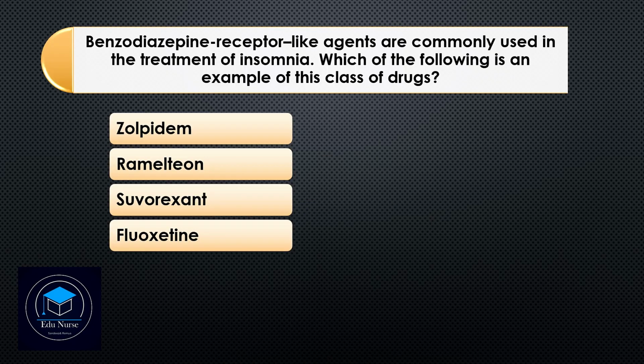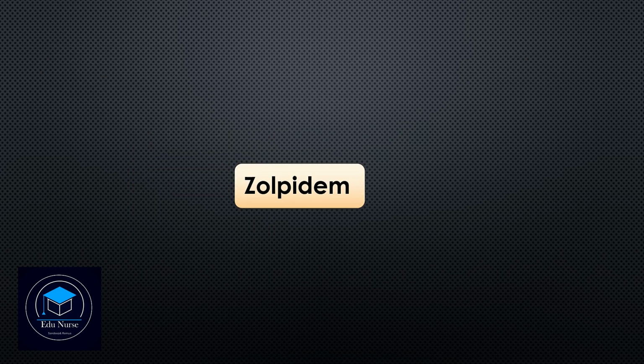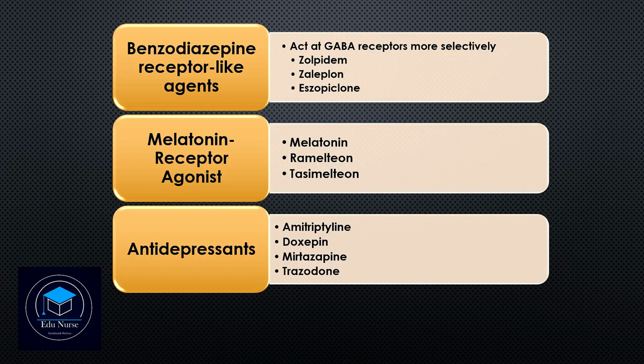The next question is, benzodiazepine receptor like agents are commonly used in the treatment of insomnia. Which of the following is an example of this class of drugs? And the options are zolpidem, ramelteon, suvorexant, fluoxetine. And the answer is zolpidem. Now let us see the drug management of insomnia. The first line drug used in the management of insomnia is benzodiazepine receptor-like agents.